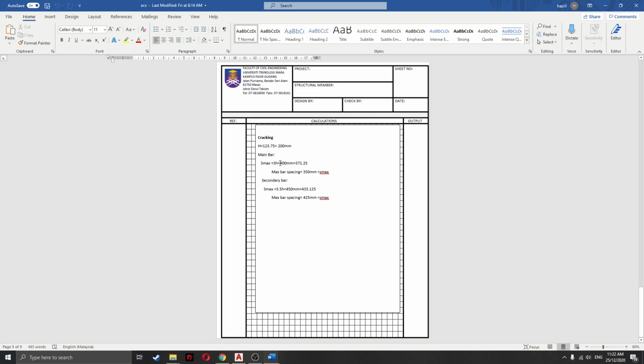For cracking, main bar 371.25. So maximum bar spacing is 350 millimeter. So use 350 millimeter. Then secondary bar max bar spacing is 425 millimeters. So this is more, so I use 425 millimeter for my secondary bar.